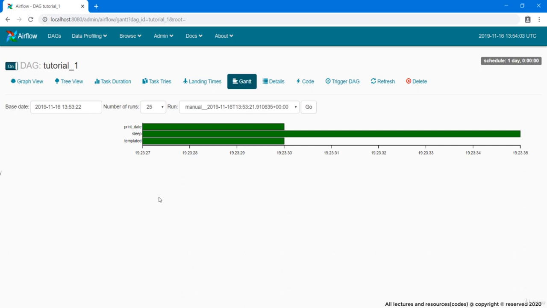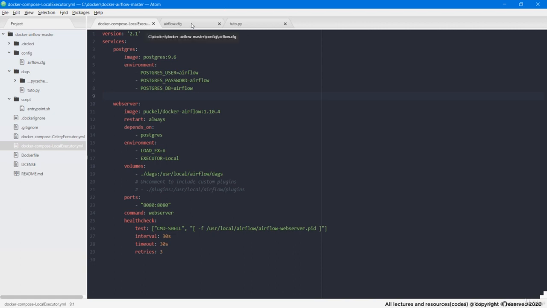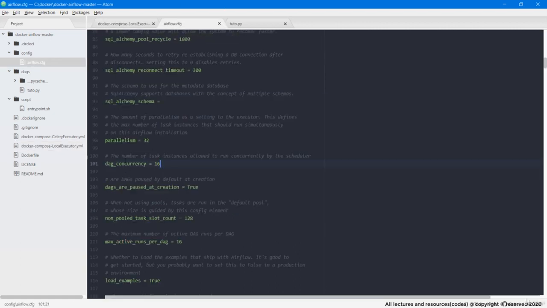Adding on to it, guys, we can make some changes in the airflow.cfg file to make a local executor incapable of running multiple tasks in parallel, or even limit the task parallelism. We can do this by changing the DAG concurrency property in the airflow.cfg file. See, here we have DAG concurrency. It is by default set to 16.